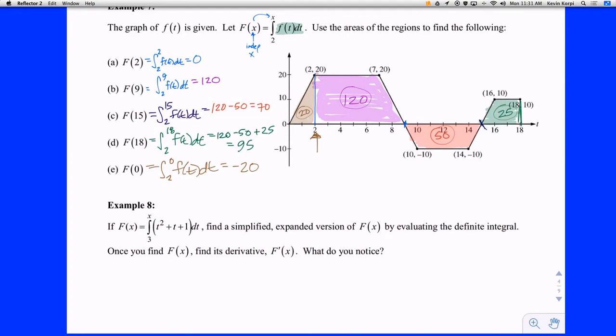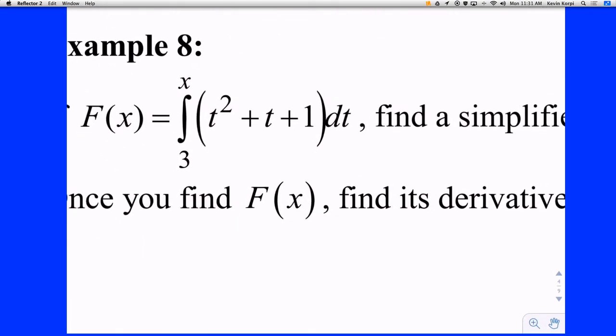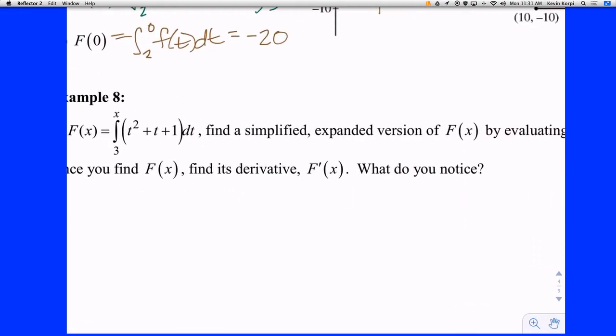Okay, let's move on to example 8 then, getting closer to what the theorem actually says. It says if big F of x then is the integral from 3 to x of t squared plus t plus 1.